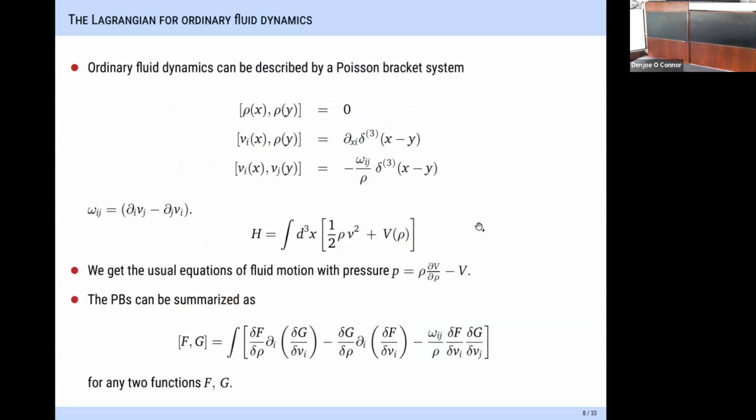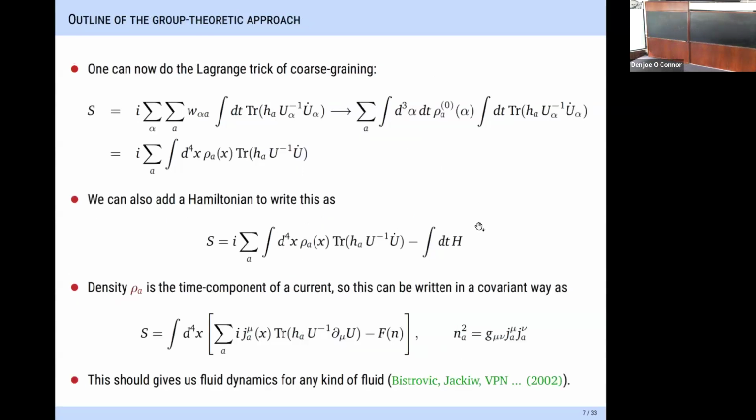You're not taking the Yang-Mills action? No, not yet. This is just the fluid part. I'm going to bring in the Yang-Mills action a little later. Okay, this is just for the fluid particles themselves. Just for the particles themselves.